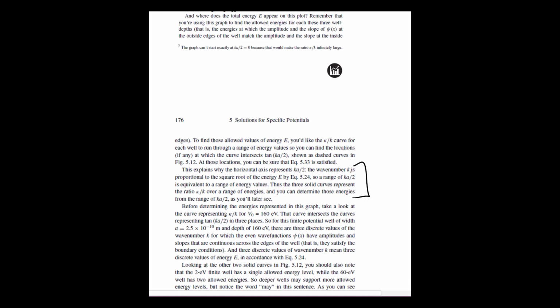So it's summarized here. The wave number K is proportional to the square root of energy E, so the range of Ka over 2 is equivalent to a range of energies. We're looking for those energies at which kappa over K equals tangent of Ka over 2. That's where the wave function psi and its slope are continuous across the edges of the well.